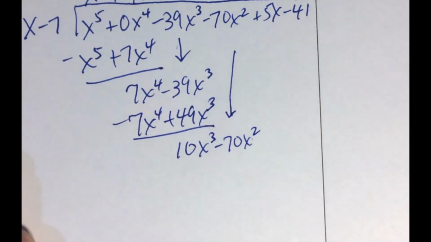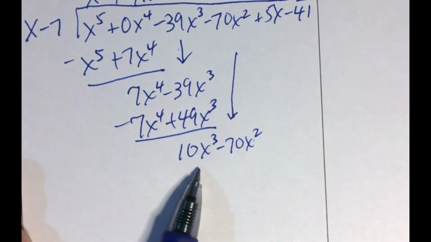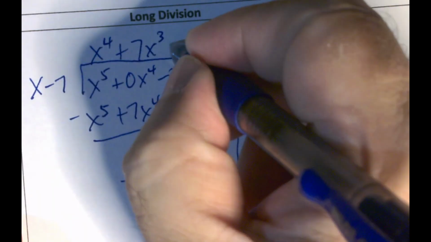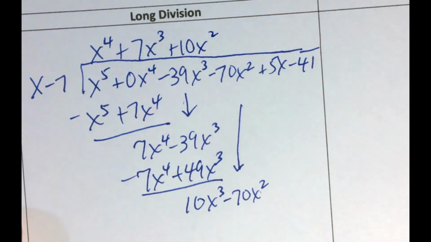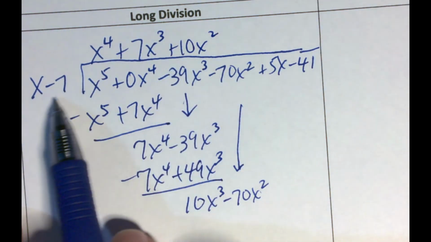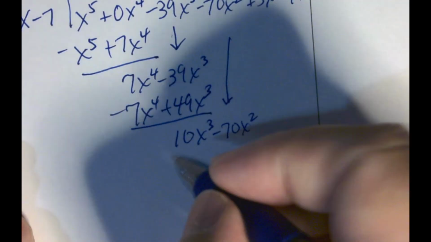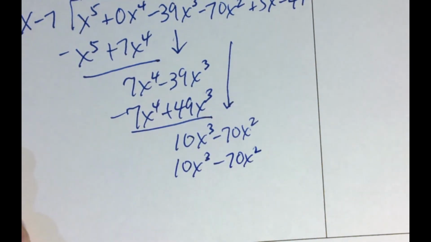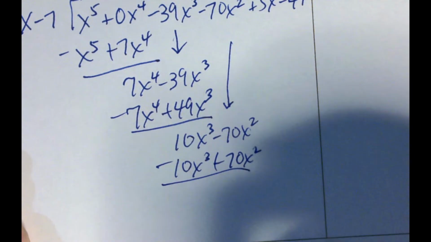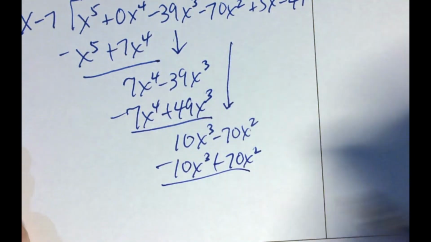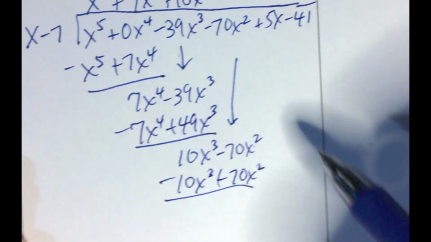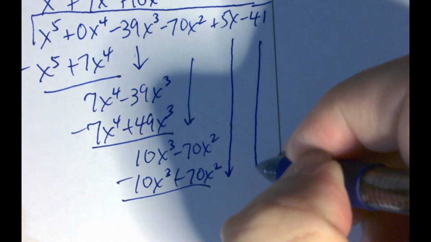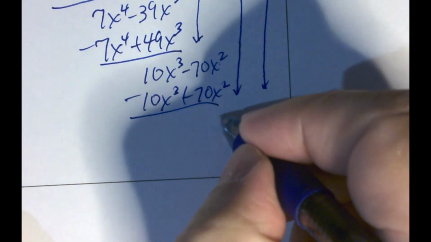Now, what is x times what is 10x cubed? That's going to be 10x squared. So I'm going to take this and multiply both of these over here by 10x squared. So that'll be 10x cubed minus 70x squared. And you will notice when I change signs and combine, everything cancels. So all that's gone. I'm not even bothered to write a 0. But I still need 2 terms, and I have 2 terms left. So I'm just going to bring both of them down because I need 2 terms. So that's going to be 5x minus 41.